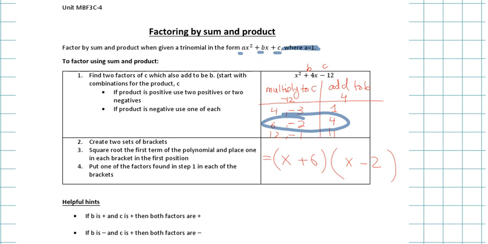Exactly. So you're looking for two numbers. When you multiply them, it's going to give you C, which is negative 12. And when you add them, they're going to give you 4. That's it? Yes. Okay. Let's see if that works. I'm just checking my work just so I see that actually it is true.